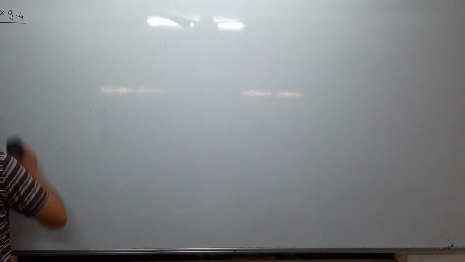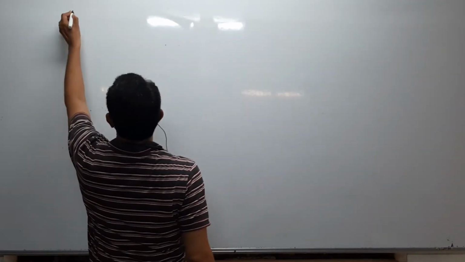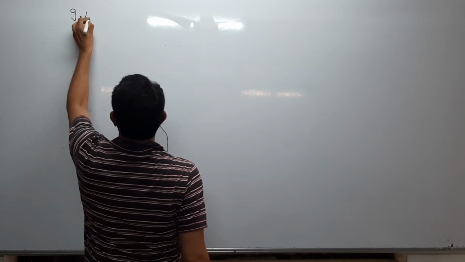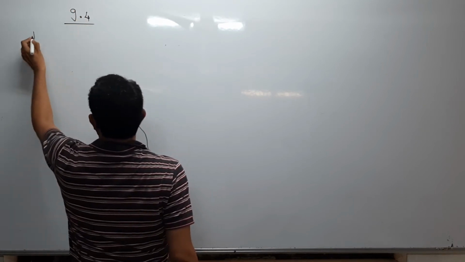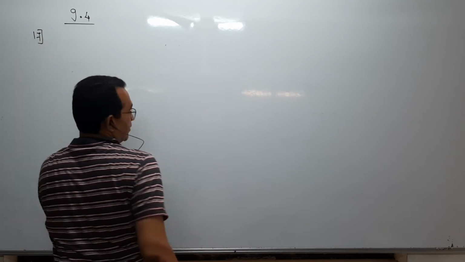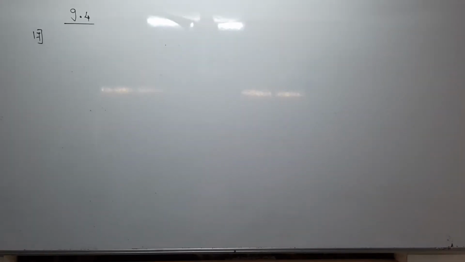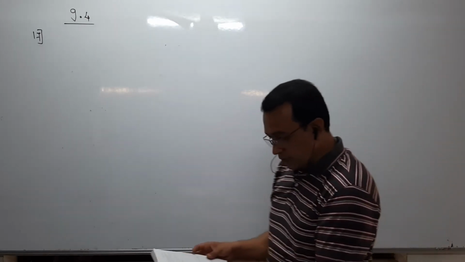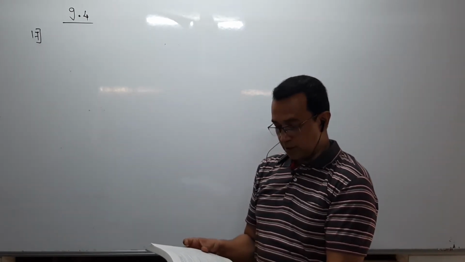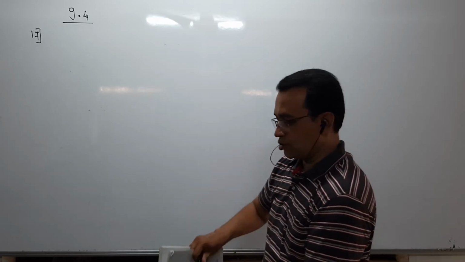Today students, we are going to start with the 17th sum of exercise 9.4. Exercise 9.4 students, I am going to start with the 7th sum. First of all students, let us collect the data. We are given that find the equation of a curve passing through point 0, minus 2.